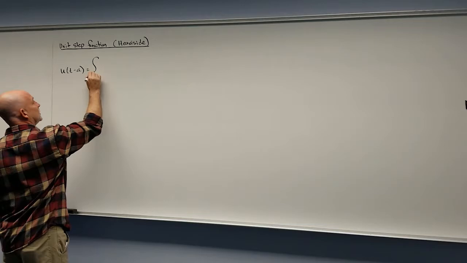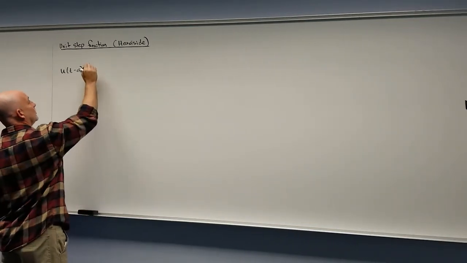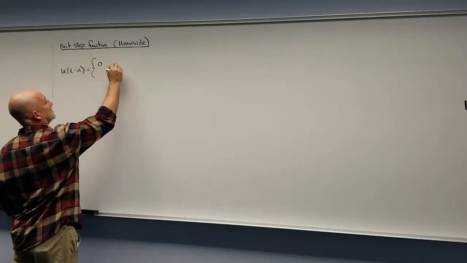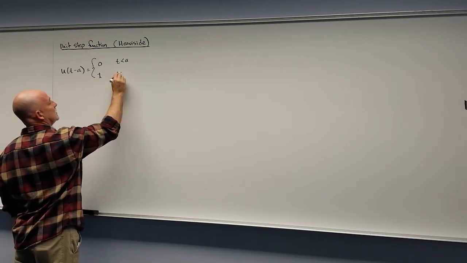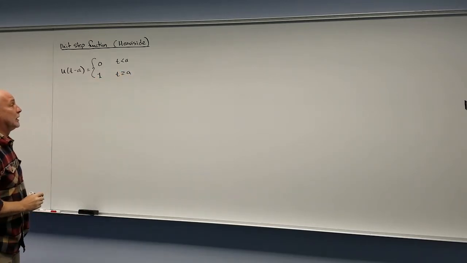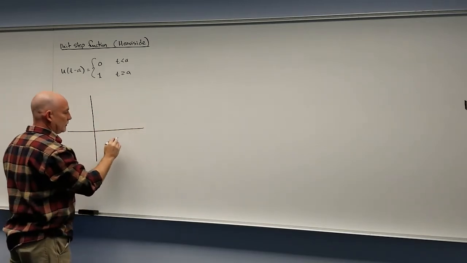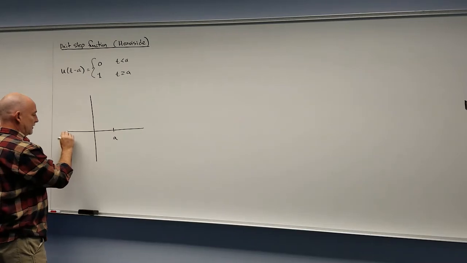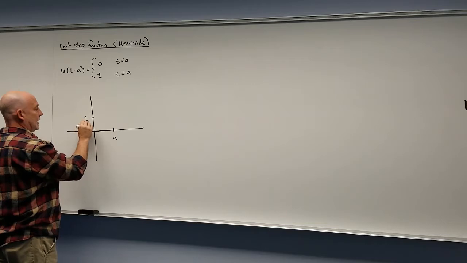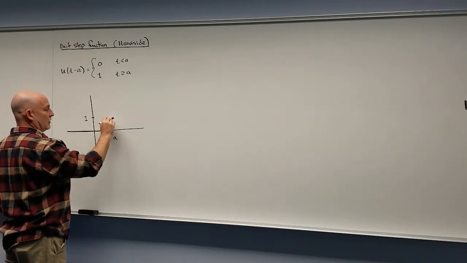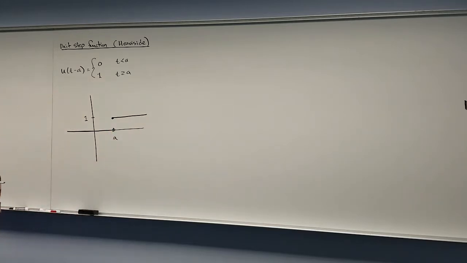Now, it's a piecewise function. Here's what it says. It says that this thing is equal to 0 until you get to a, and then it's equal to 1 as long as t is greater than or equal to a. So the idea for this, it's really just an on switch. So here's some value a. So this thing has a value of 0 forever until it gets to a. Then at a, this thing jumps up, turns on, and has a value of 1 forever. That's all this function does.